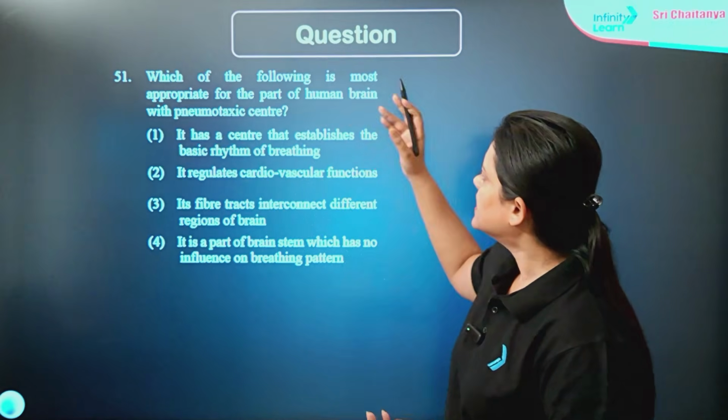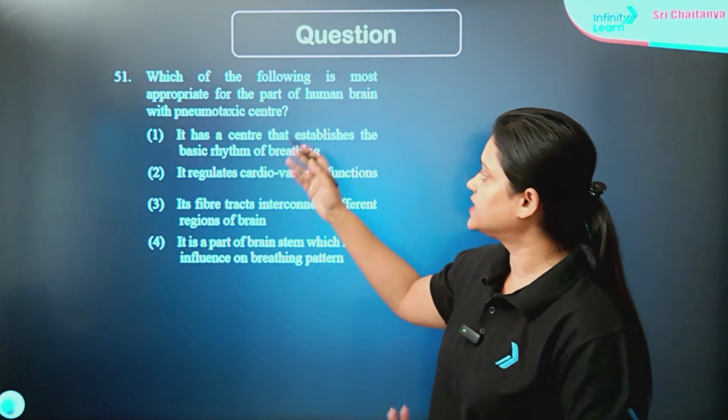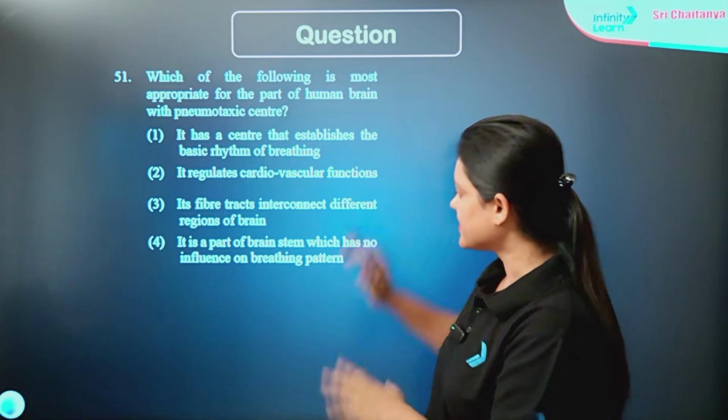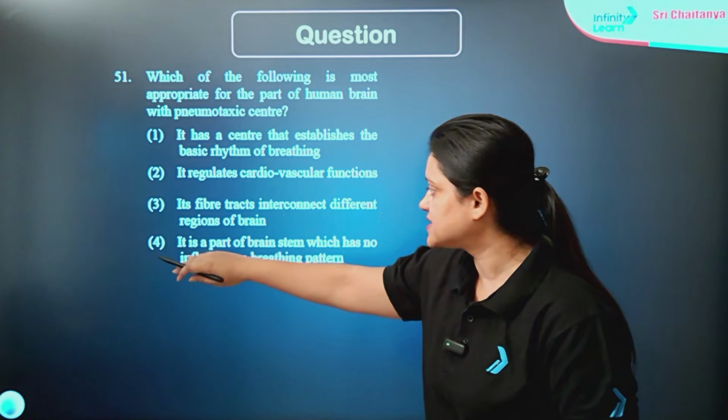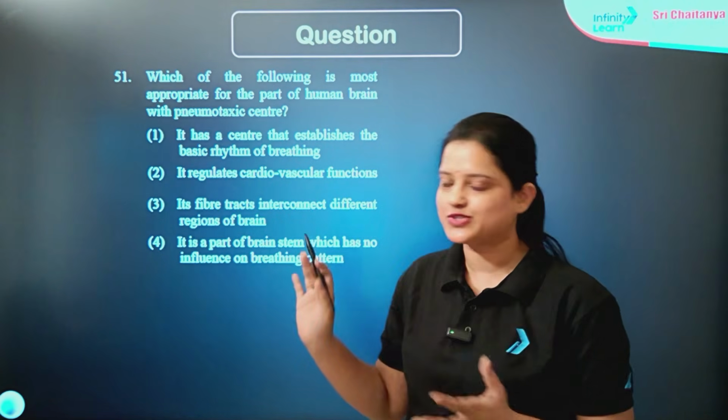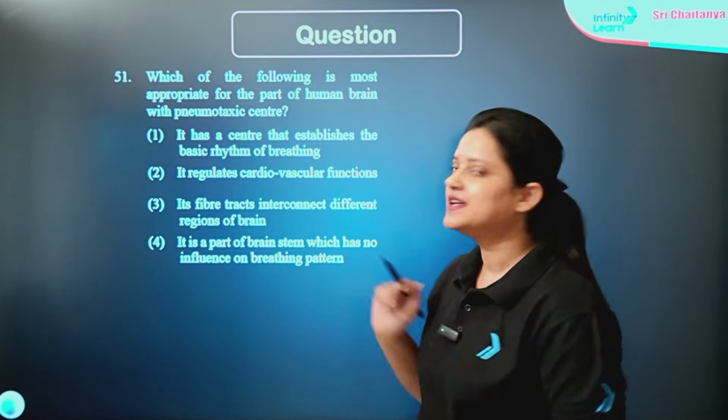It has a central center that establishes the basic rhythm of the breathing. So they are talking about respiratory rhythm center in medulla. And definitely, if it is given that it is a part of brainstem which has no influence on breathing pattern, this is wrong. So correct answer here will be 3.